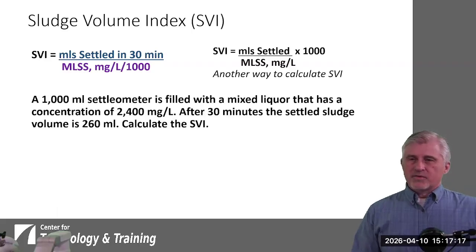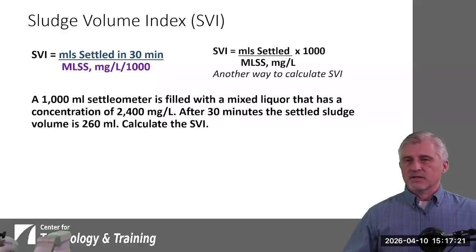So if we have an example, we've got a 1,000 milliliter settleometer, and it's filled with mixed liquor that has a concentration of 2,400 parts per million. And after 30 minutes, the settled sludge volume is 260 milliliters. What is our SVI?